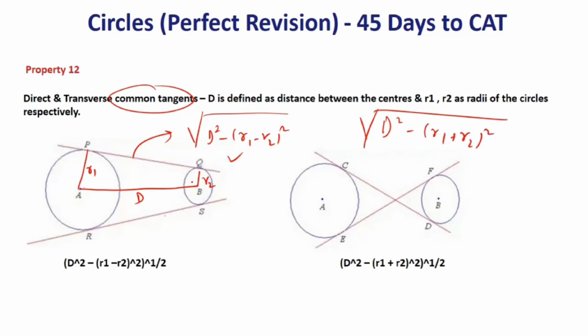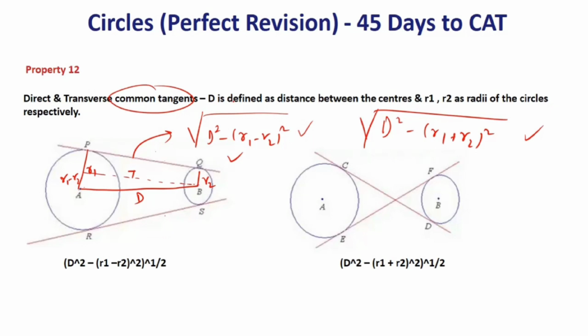You can easily derive it also. You can draw a line here parallel, so then this becomes r1 minus r2, and you have this tangent which you have to calculate, and then you can calculate using the Pythagoras theorem. So the derivation is quite easy, not a difficult thing, but remembering the property is very important.